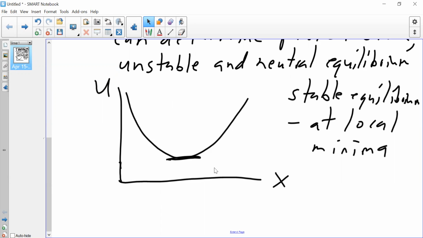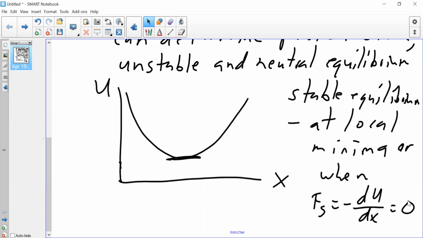It's maximum kinetic energy at that location. So stable equilibrium at local minima, or when the spring force, negative du dx, equals 0. And a classical case of stable equilibrium is when the ball hits the ground. You drop a ball, boom, and it stays on the ground. It's stable. There's no outside force moving it. It's going to stay there, stable equilibrium, balance.